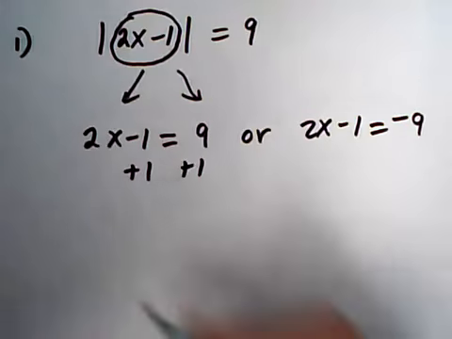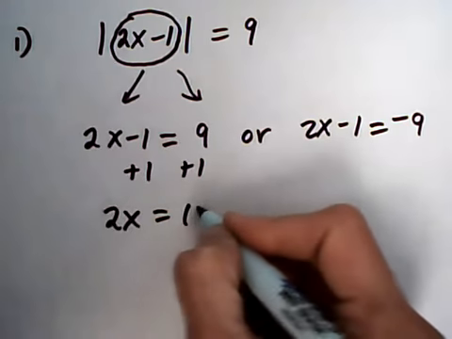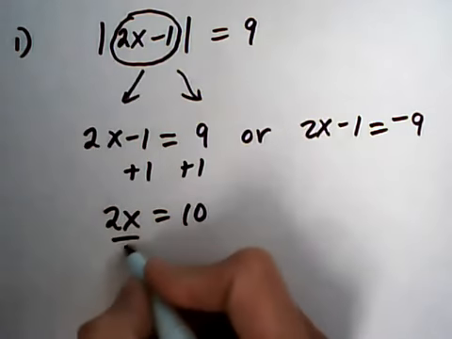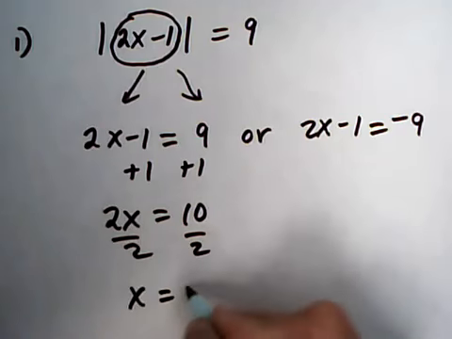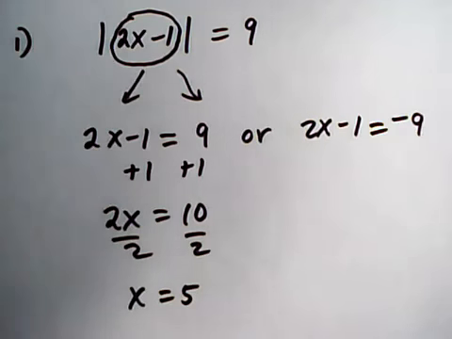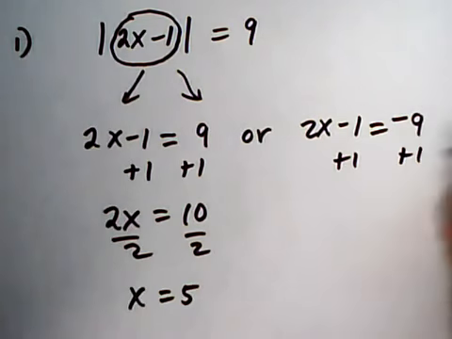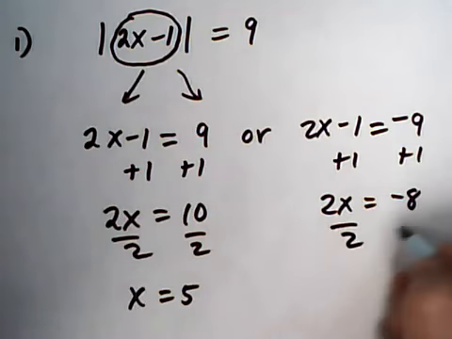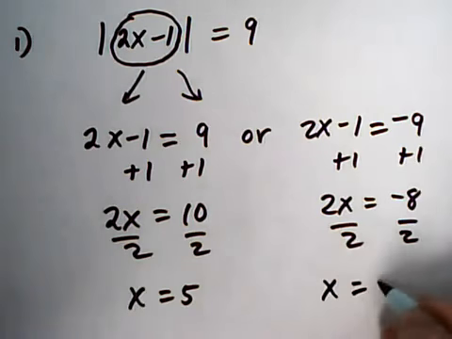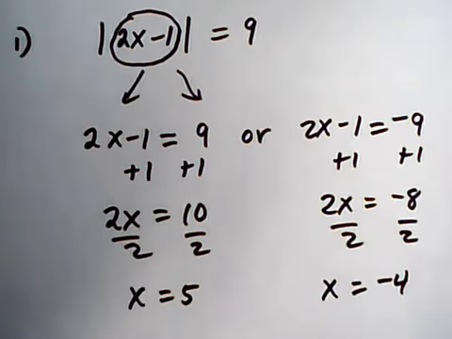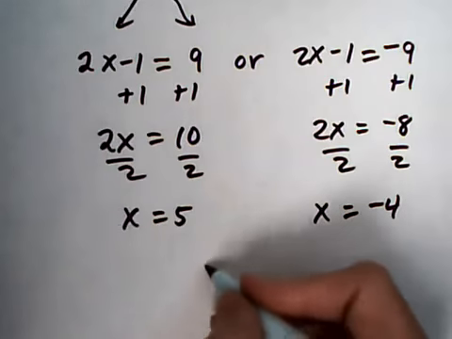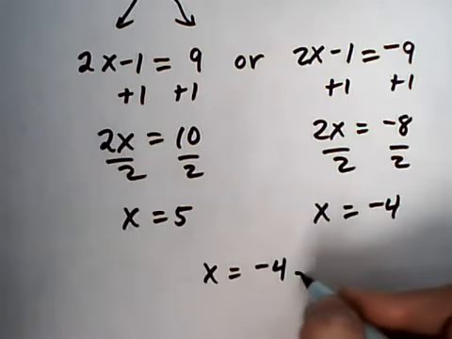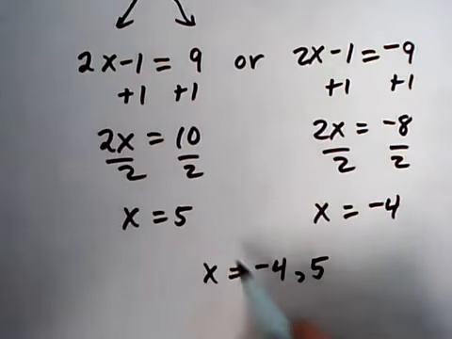First one, we add 1 to both sides. 2x equals 10. Divide by 2, and we get x is 5. On the other side, follow the same process. Add 1. 2x is minus 8. Divide by 2. X is minus 4. So those are our two solutions, and we would show it as x equals minus 4, comma 5.